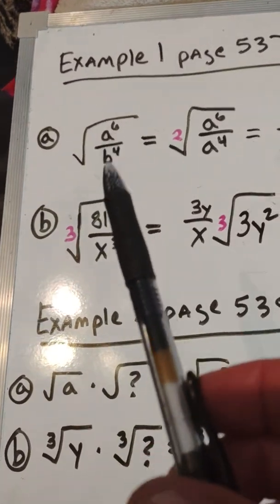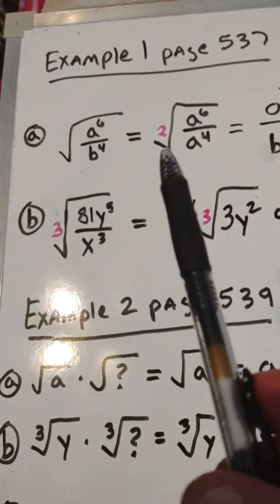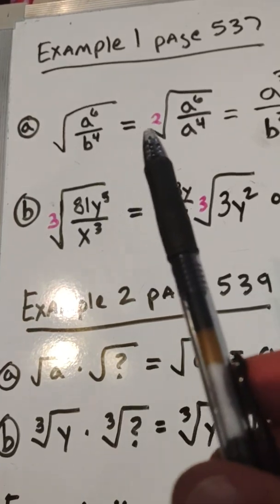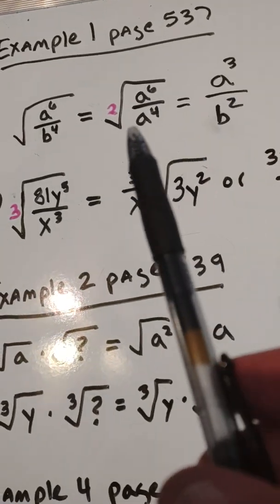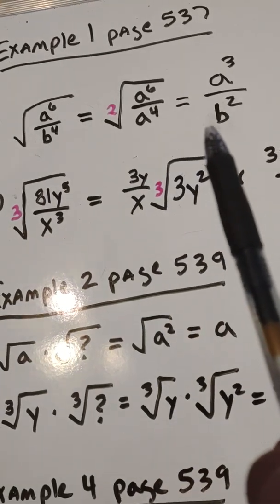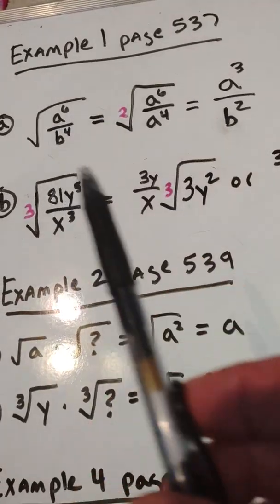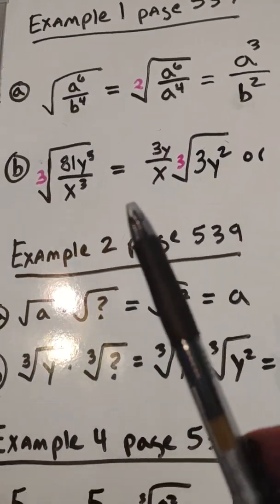square root of a to the 6th b to the 4th. Now remember, there's that little imaginary 2 here. So all that little 2 does is divide into the 6 and make it a to the 3rd. Divides into the 4, makes it b to the 2nd. So you get a to the 3rd, b to the 2nd.